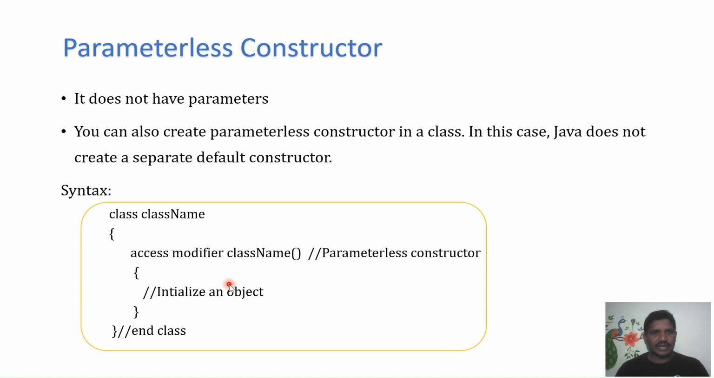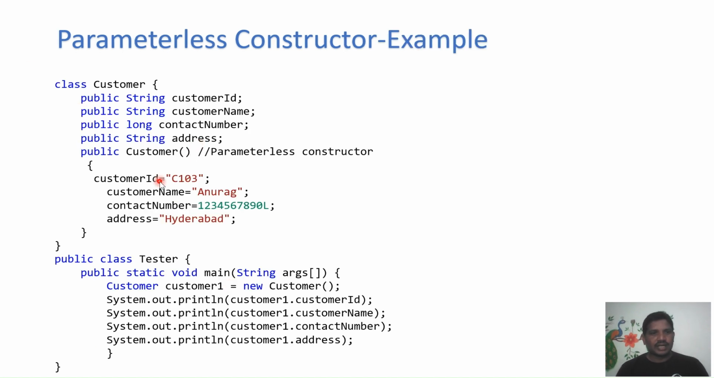Then I will go for an example. Anyway, I will explain with the help of the example. It is here. This is a class, Customer. It is a constructor. It has the same name as the class name, but doesn't have any parameters. It is a parameterless constructor because it is used to initialize the instance variables. These are called the instance variables. The instance variables have been initialized over here.